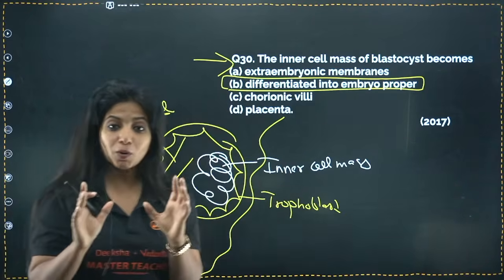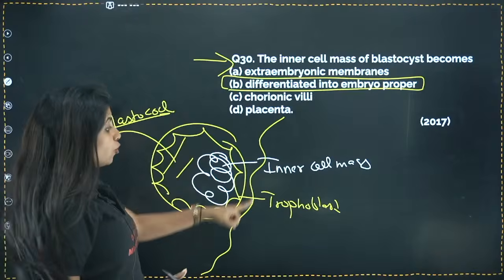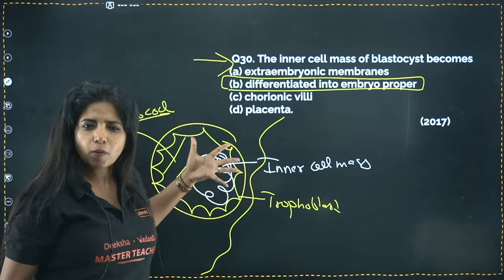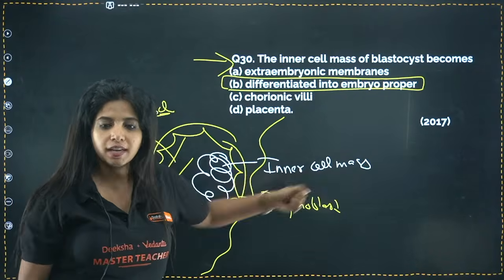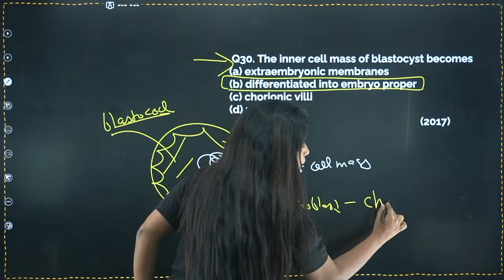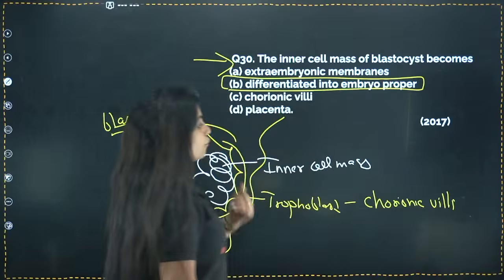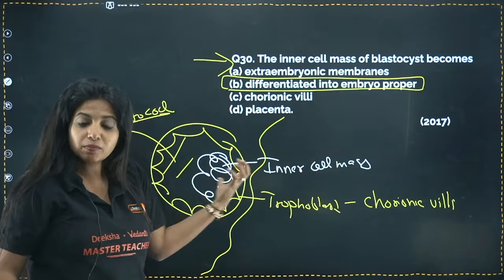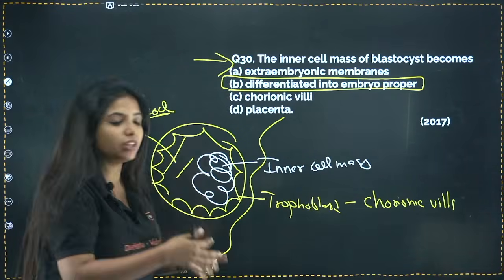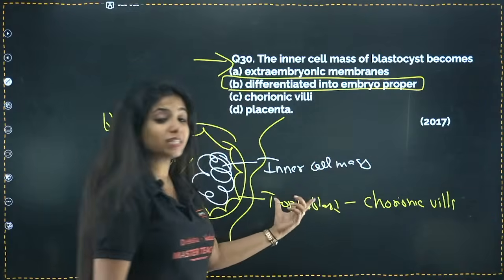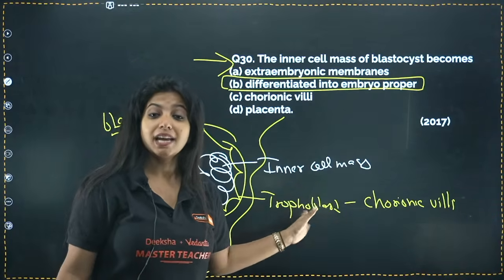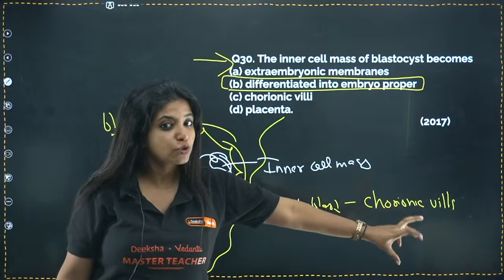And now slowly, listen to me very carefully. The trophoblast layer forms finger-like projections. This is known as chorionic villi. From the mother's side also there will be some tissues. Together both of them are going to form the placenta. So I can say the trophoblast layer is indirectly helping in the formation of the placenta.